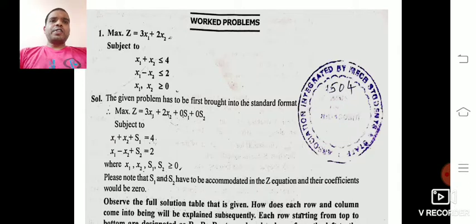Now when it comes to the constraints, subject to, the first constraint is x1 plus x2 plus s1 equals 4. We need to convert that inequality into equations here, so we add s1 to the first constraint. Now the second constraint, x1 minus x2 plus s2 equals 2. Here we have converted inequalities into equations by adding s1 to the first constraint and s2 to the second constraint. All these variables x1, x2, s1, s2 are greater than or equal to 0.